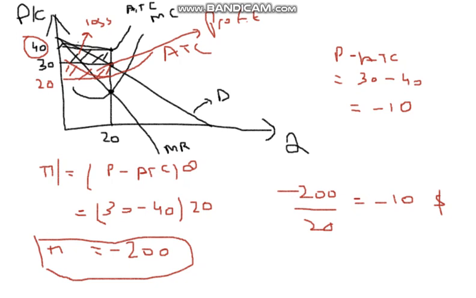In that case the price is 30, the ATC is 20, and the profit-maximizing quantity is the same as previously, equal to 20. So we get the profit at that specific point as 10 times 20, which is equal to 200, and the per unit profit is 200 divided by 20, which gives $10. This is how we can calculate the profit and loss for a monopoly and monopolistically competitive market graphically.